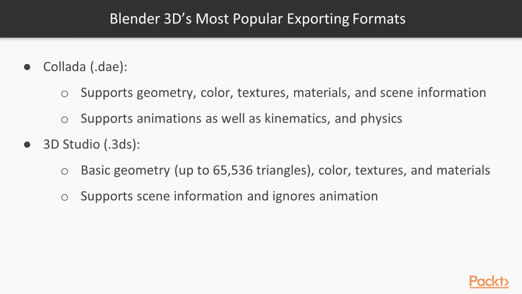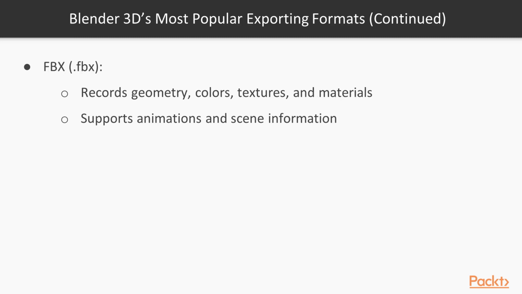It's not going to be for, like, if you're going to create something that really needs to be precise in your manufacturing or anything like that. So then you have your FBX file, your .fbx. This is a very popular one for transporting your 3D objects. This records your geometry. It can do it more precise than 3D Studio. It also does your colors, textures, your materials, and it also supports animations as well as scene info.